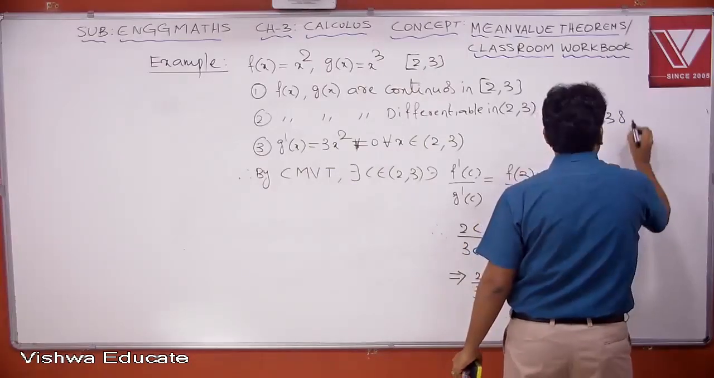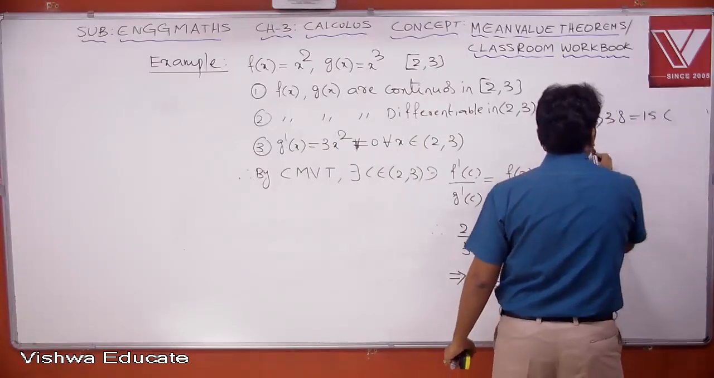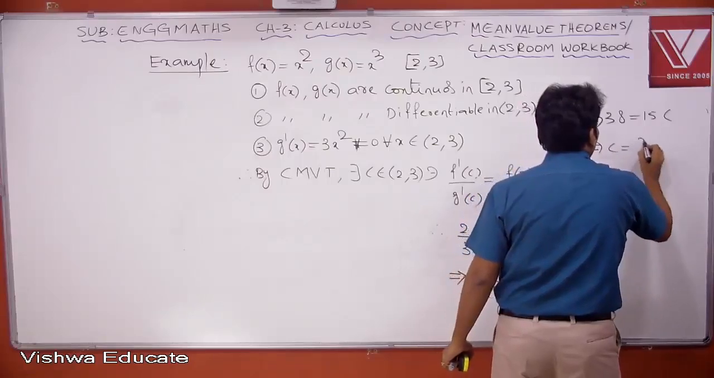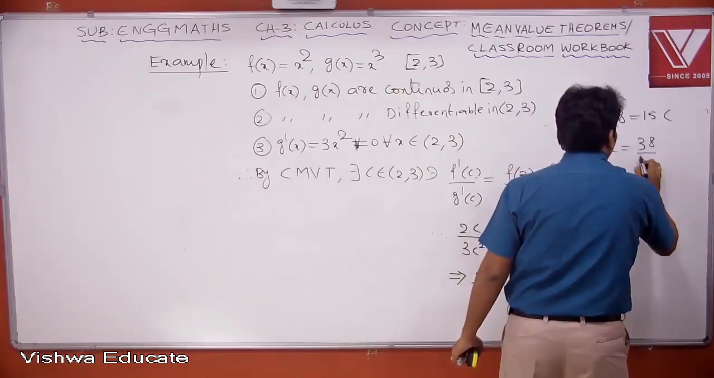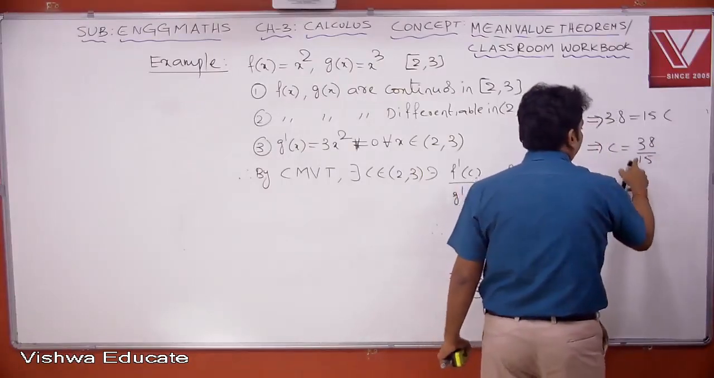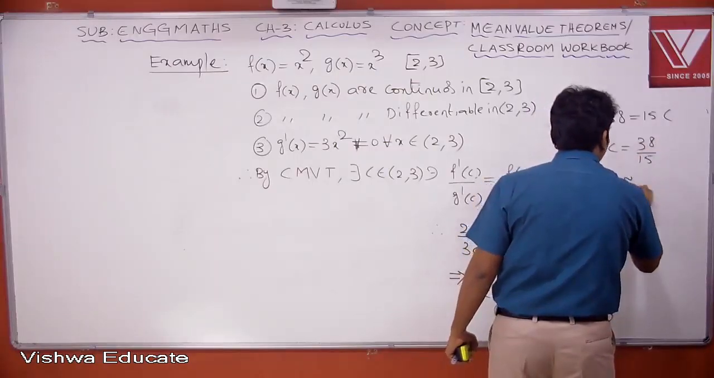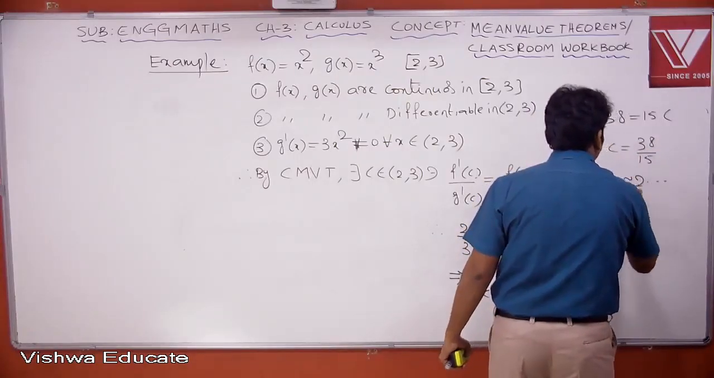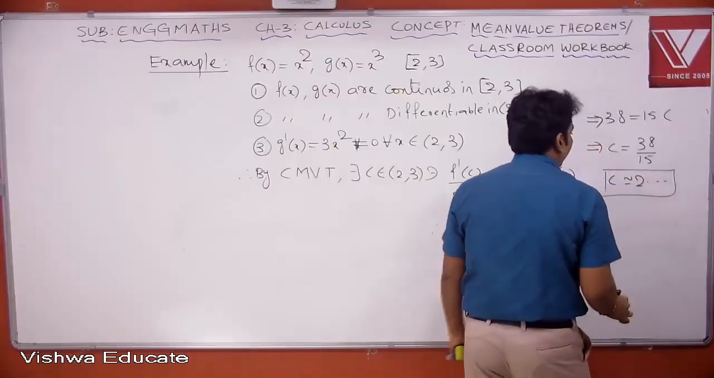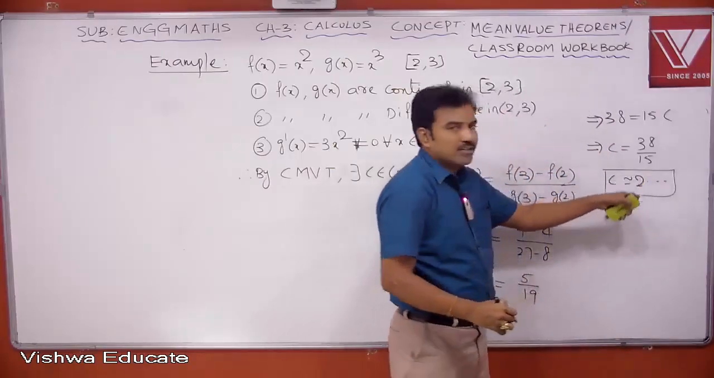38 equal to, cross multiply this, you will get 15c. Therefore this implies c equal to 38 by 15. So 15 2's 30, so this will be 2 point something. So the c value is like this, approximately 2 point something.